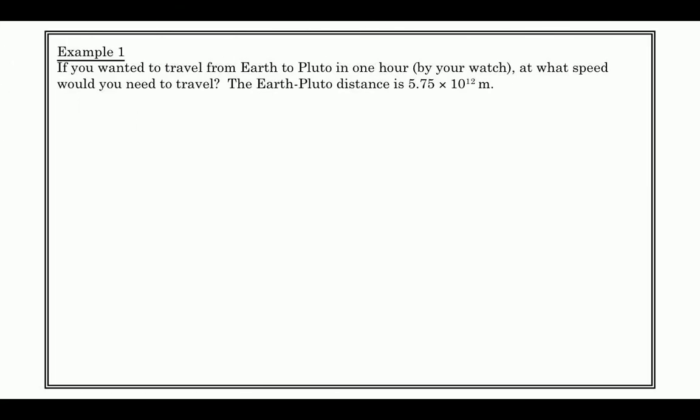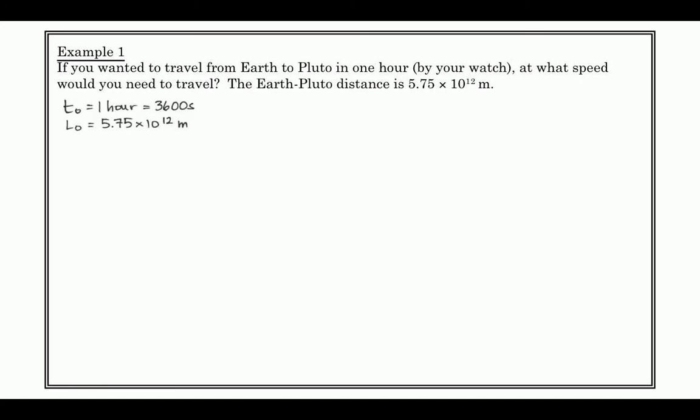All right, here's an example. Let's say I wanted to travel from Earth to Pluto in 1 hour by my watch. What speed would you need to travel? The Earth-Pluto distance is 5.75 times 10 to the 12th meters. So if I want to travel from Earth to Pluto in 1 hour by my watch, I'm on the ship, I'm moving from Earth to Pluto, what speed would I need to travel?